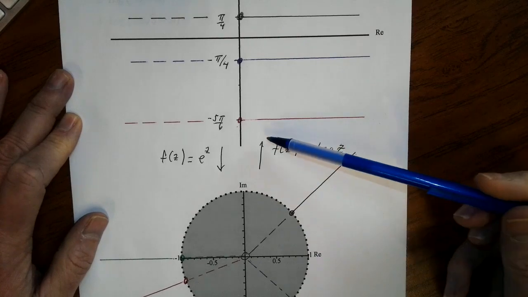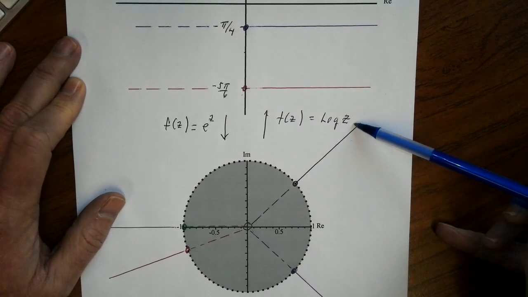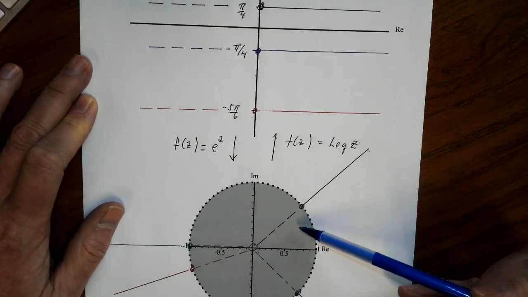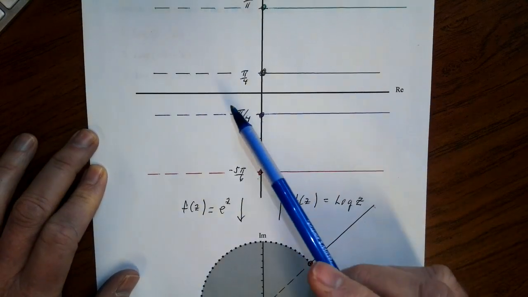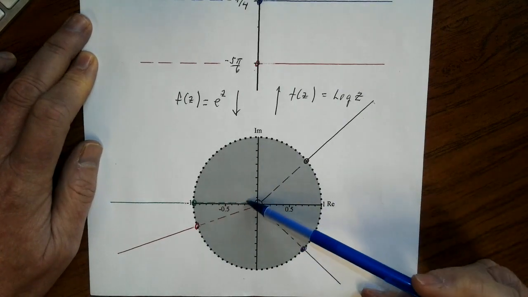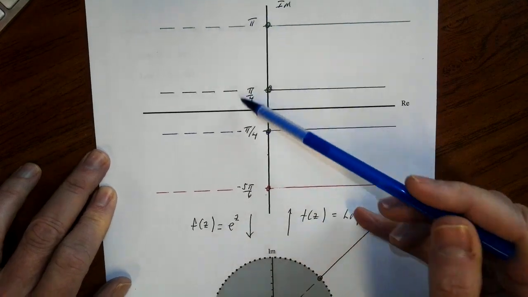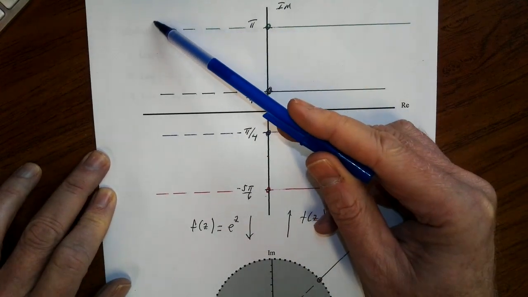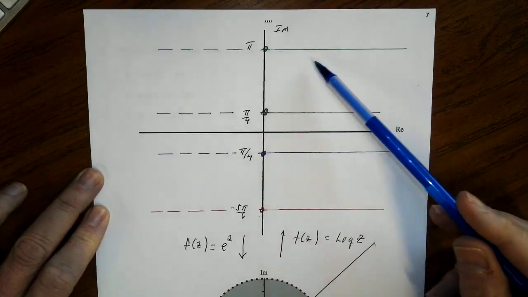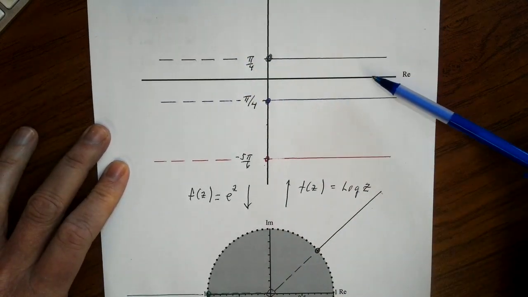So the log, which is the inverse, is doing exactly the opposite. The log is taking this ray and is mapping it up here. The log is taking that segment and it's basically mapping it right there. The log is taking this dotted segment and mapping it to wherever I have the green, which is up here. It's mapping this solid line to that solid line. So the log is going to be mapping these rays to horizontal lines.